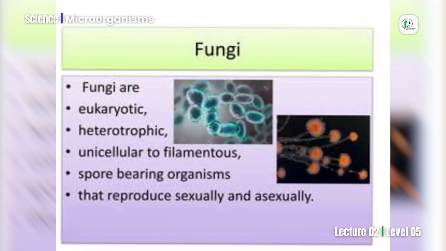Fungi are also heterotrophs. What is meant by heterotrophic? Heterotrophic means they cannot make their own food. Some fungi are parasites. In the previous class, you learned the definition of parasites. What are parasites? A living thing that lives in another living thing, feeds on it and causes harm to it most of the time. For example, mosquito.